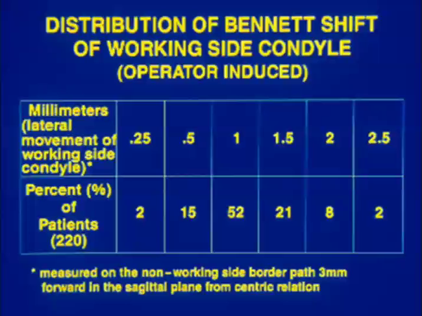And the distribution chart shows that 15% of the patients had a half a millimeter Bennet, 52% had 1 millimeter Bennet, 21% at 1.5, 8% at 2, and 2% at 2.5. We recommend a 1.5 motion analog if you're going to use a statistical average, because that'll cover approximately 85 to 90% of the patient base. So use a statistical average, use a larger Bennet movement.